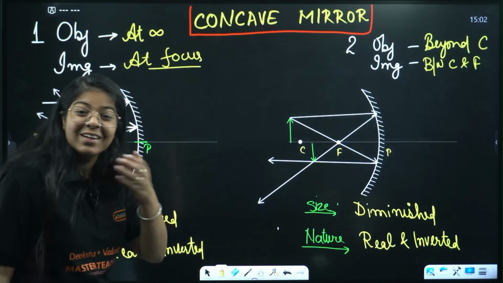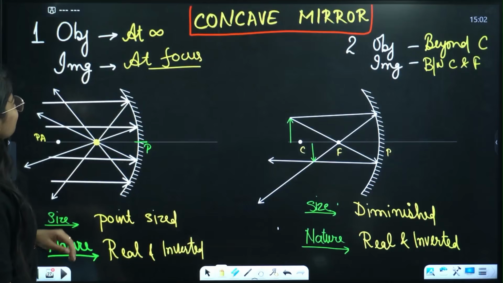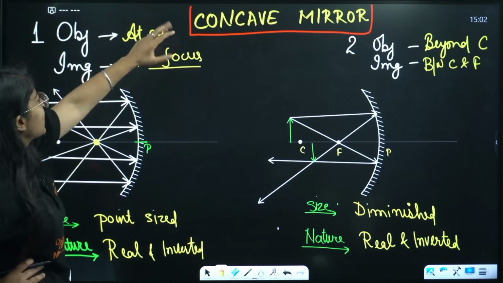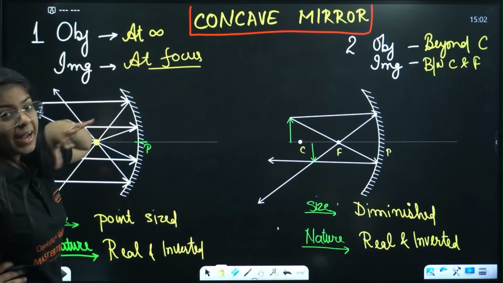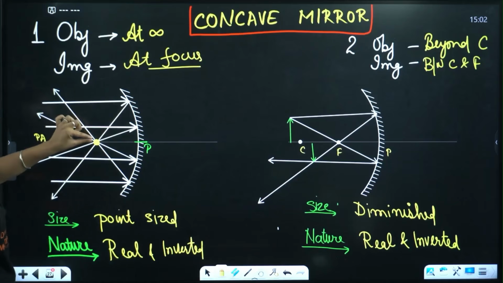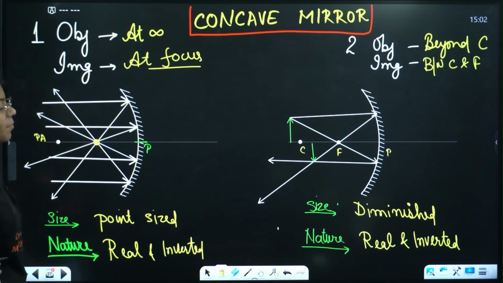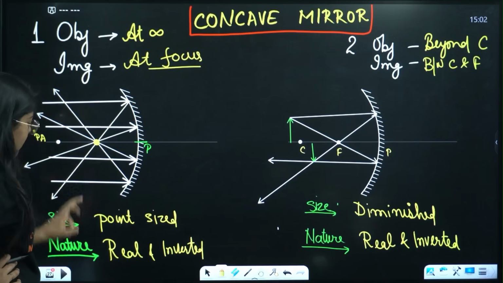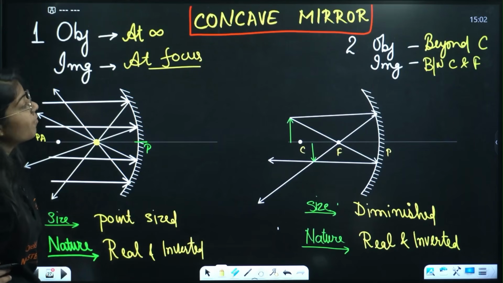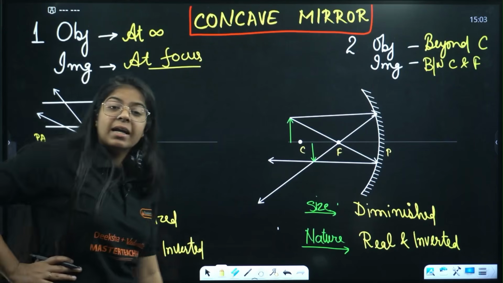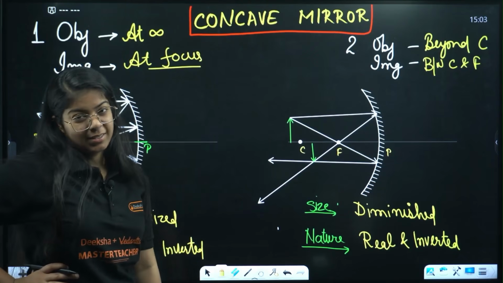First case, the object is at infinity and the image is at focus. So object is at infinity, parallel rays are coming, all these are getting reflected, the image is being formed at focus. The size is point sized. Nature in a concave mirror is always real and inverted unless it's the 6th case.